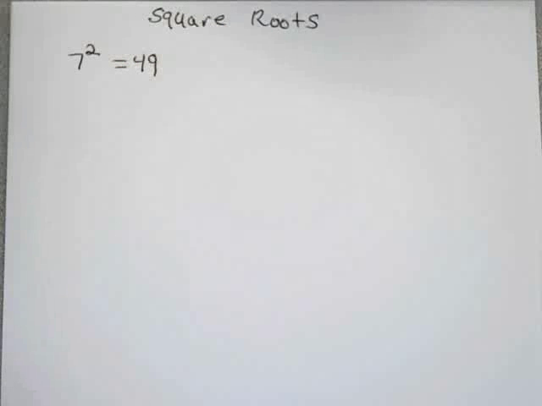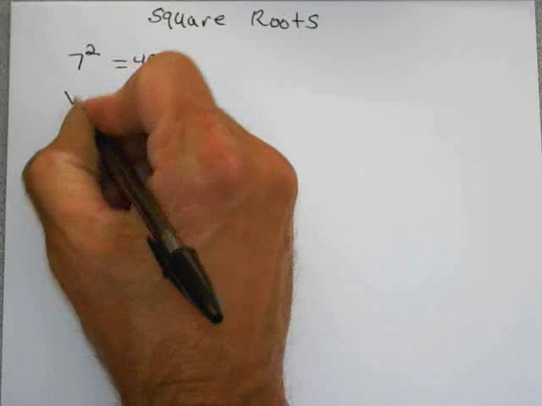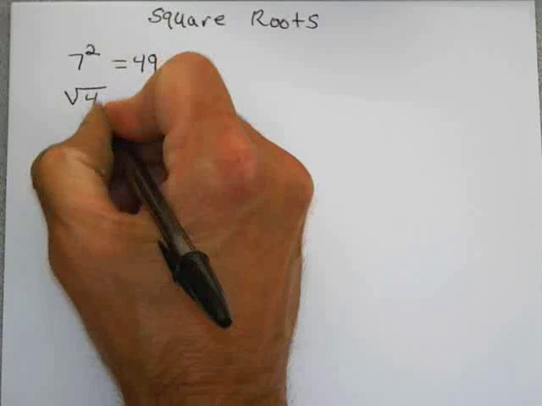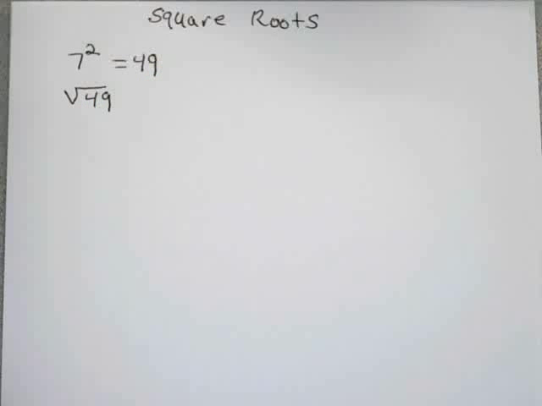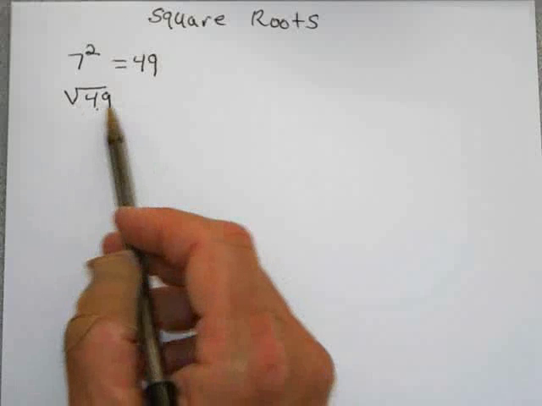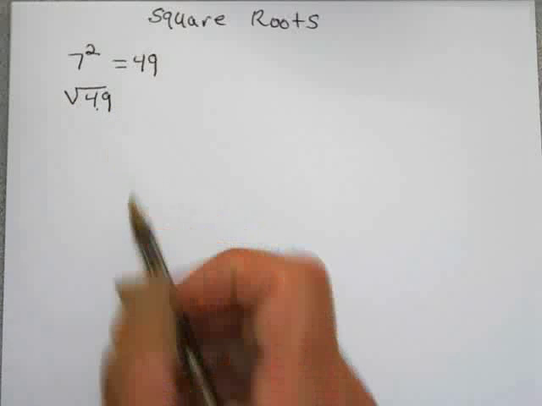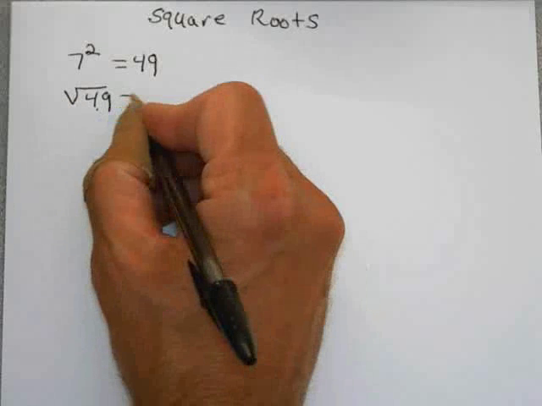Well, what's a square root? The square root, symbolized by this symbol, known as a radical, is the number that, when multiplied by itself, equals the number underneath the symbol, the radical. In other words, the square root of 49 is 7.